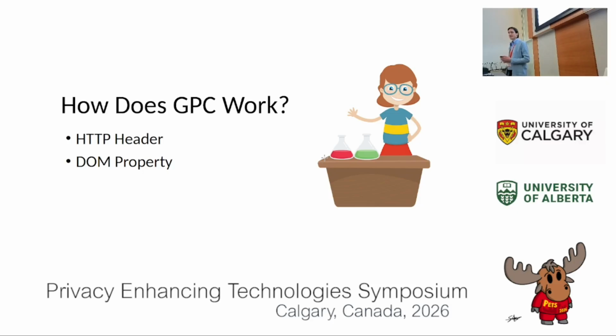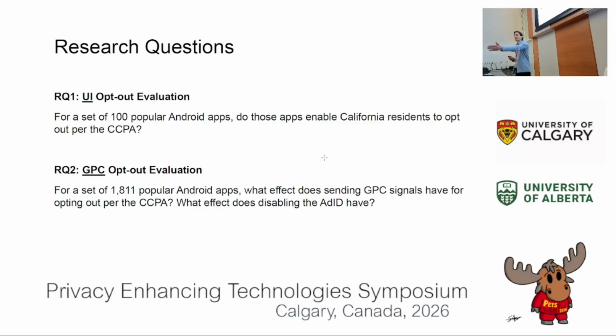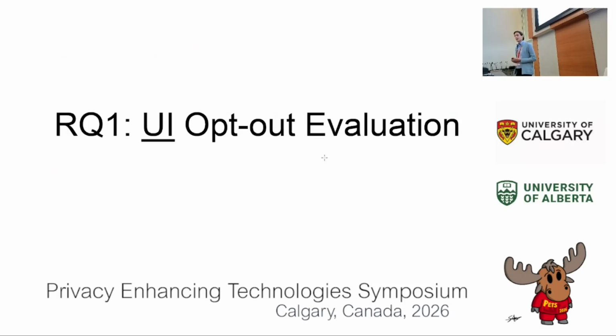GPC technically, just as a background, works with an HTTP header or a DOM property. And here is actually the research. If you wonder, okay, what's actually the research? Here it is. We asked 2 questions. For 100 Android apps, we checked, how can I opt out there? How can I claim my CCPA opt-out right? And secondly, when we send a GPC signal, does actually something happen? So these are our 2 questions.